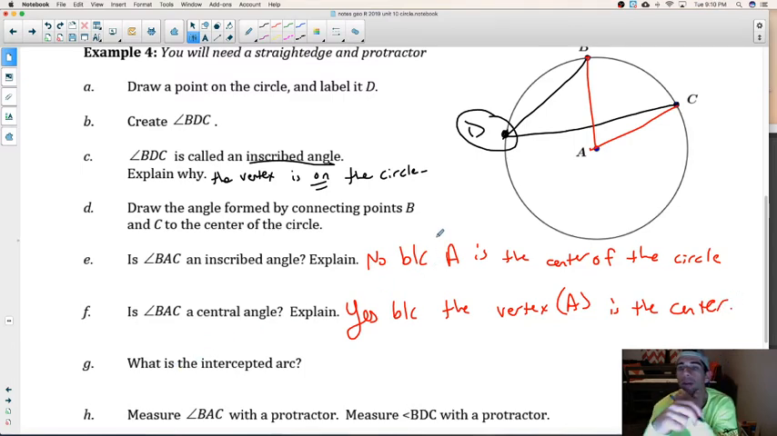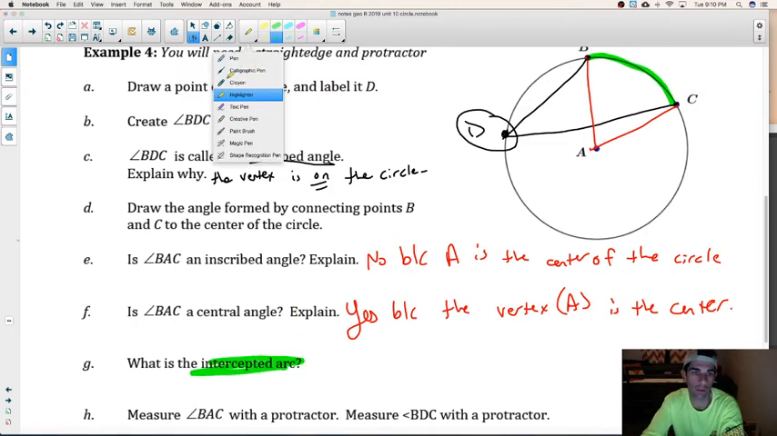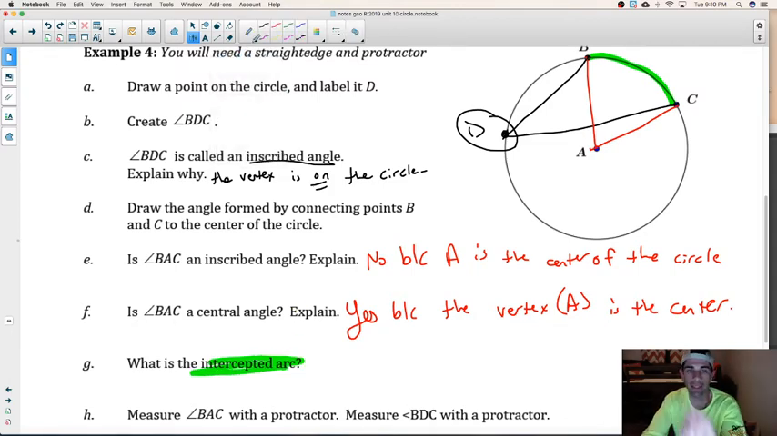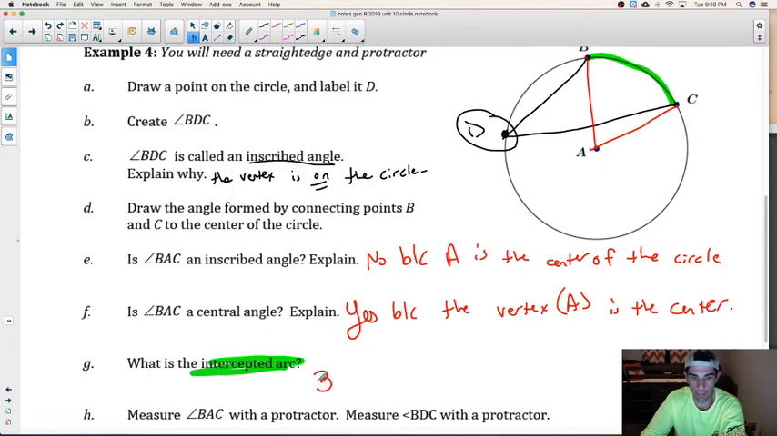Okay, now we have 2 different angles drawn on this circle. Both of them connect BC, right? So if I connected arc BC, that is the intercepted arc. So think of intercepted like intersection, right? So they intersected at BC. That's the arc.